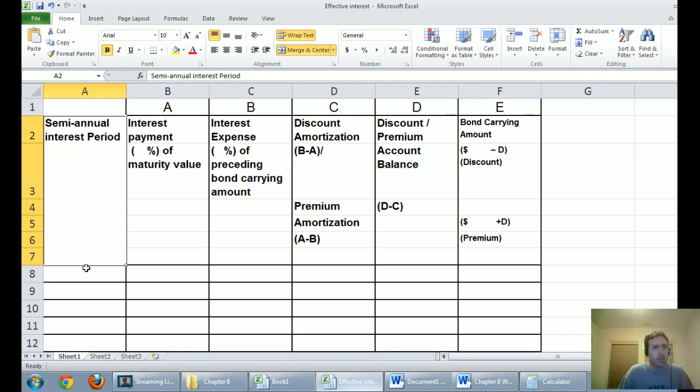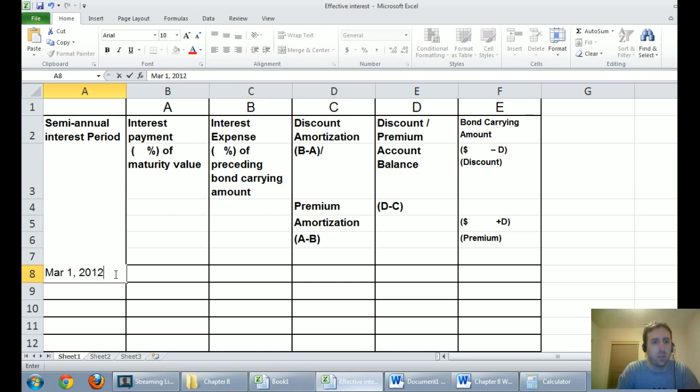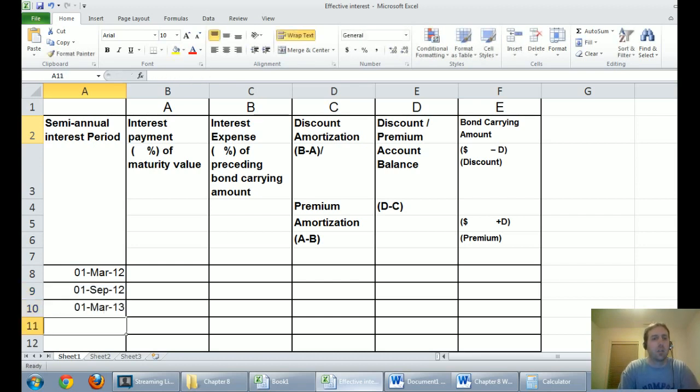Because it's semi-annual, the key dates are every 6 months. So March 1st, 2012 is our date of issuance. We're going to have September 1st, 2012, that's 6 months later. March 1st, 2013, 6 months later, and we'll do one more, September 1st, 2013. And this bond would go on for 10 years, so 20 interest periods, because it's every 6 months. It's a 10-year bond, so I could fill down in Excel till the end of time, but we'll just do the first 4 periods here.